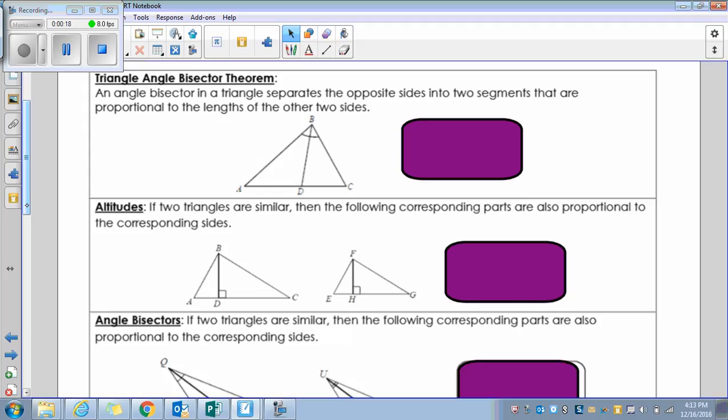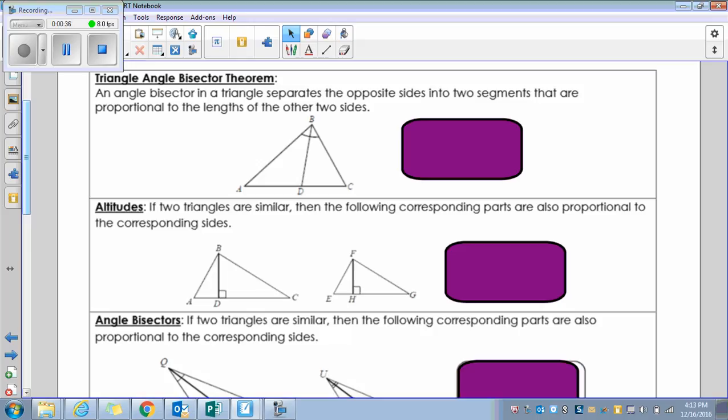You all should know what an angle bisector is. Remember, it just cuts an angle directly in half. So here it states that an angle bisector in a triangle separates the opposite sides into two segments that are proportional to the lengths of the other two sides.